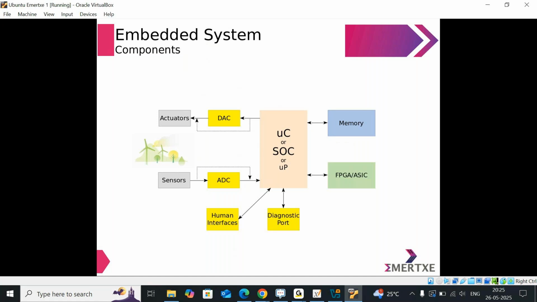Next is a diagnostic port. What do you mean by diagnosing? Diagnosing the problem. If there is a problem in an embedded system, we need to debug. We need to analyze what the problem is and fix it. For that purpose, there can be a port in the embedded system, which is the diagnostic port. So these are all hardware, and that can be part of a board.